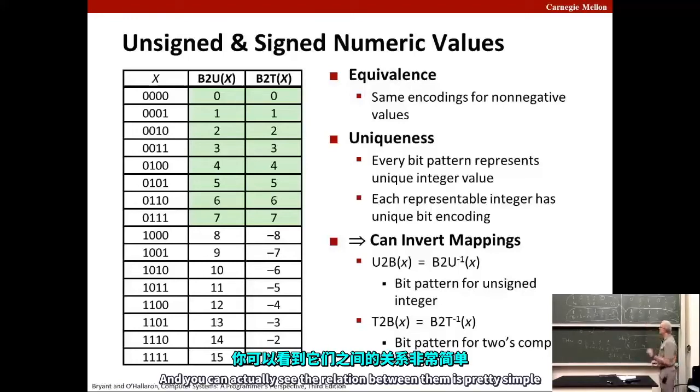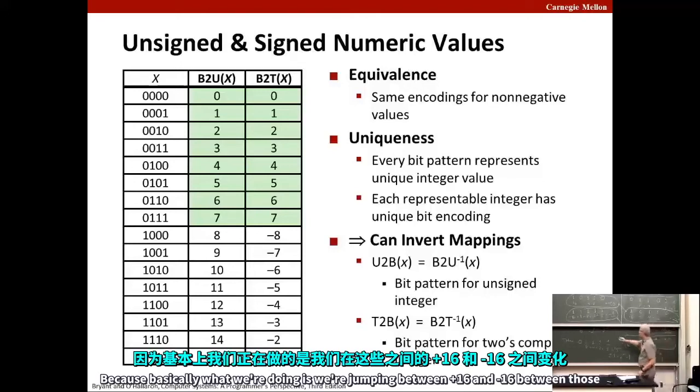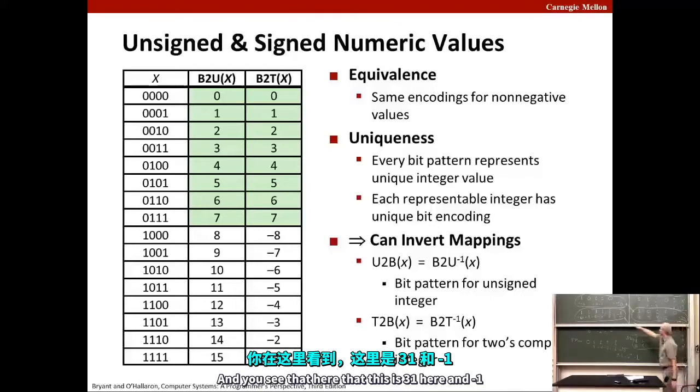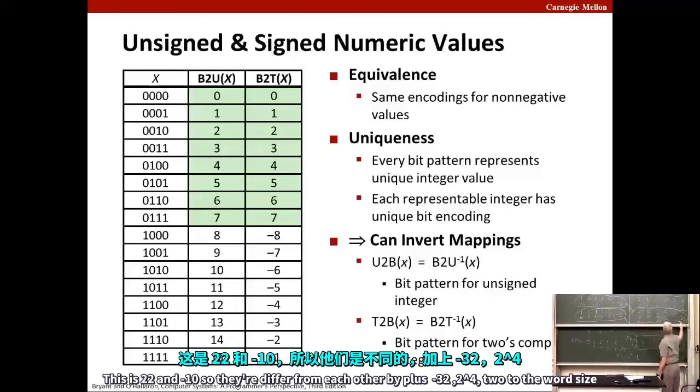And you can actually see the relation between them is pretty simple, because basically what we're doing is we're jumping between a plus 16 and a minus 16 between those. And so you'd expect it to change by 32, right? And you see that here, that this is 31 here and minus 1. This is 22 and minus 10. So they differ from each other by plus or minus 32. 2 to the fifth, 2 to the word size.